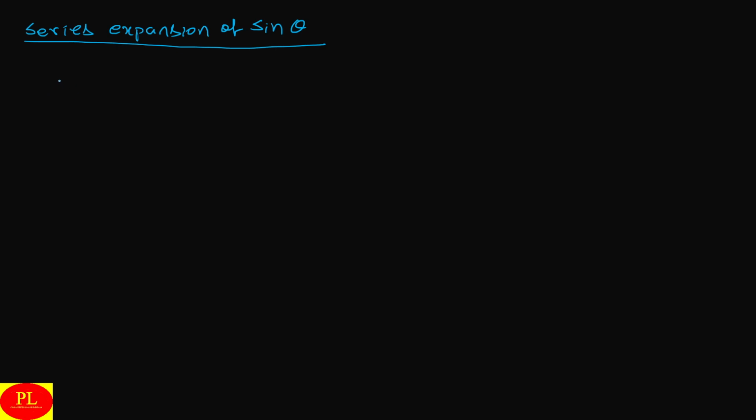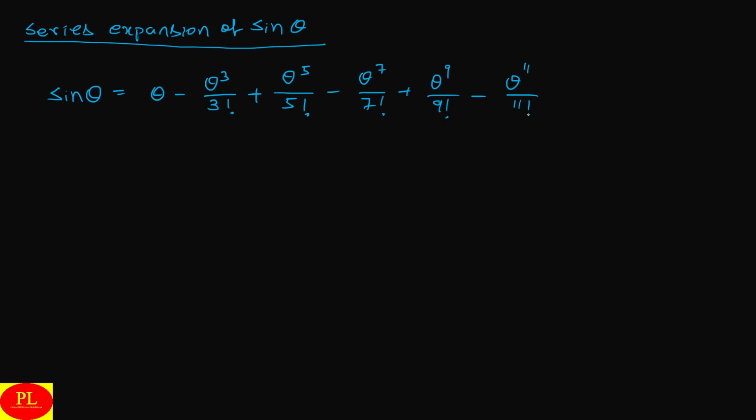So if we expand the sine function in terms of series, sine theta equal to theta minus theta cube by 3 factorial plus theta to the power 5 by 5 factorial minus theta to the power 7 by 7 factorial plus theta to the power 9 by 9 factorial minus theta to the power 11 by 11 factorial and dot dot dot.